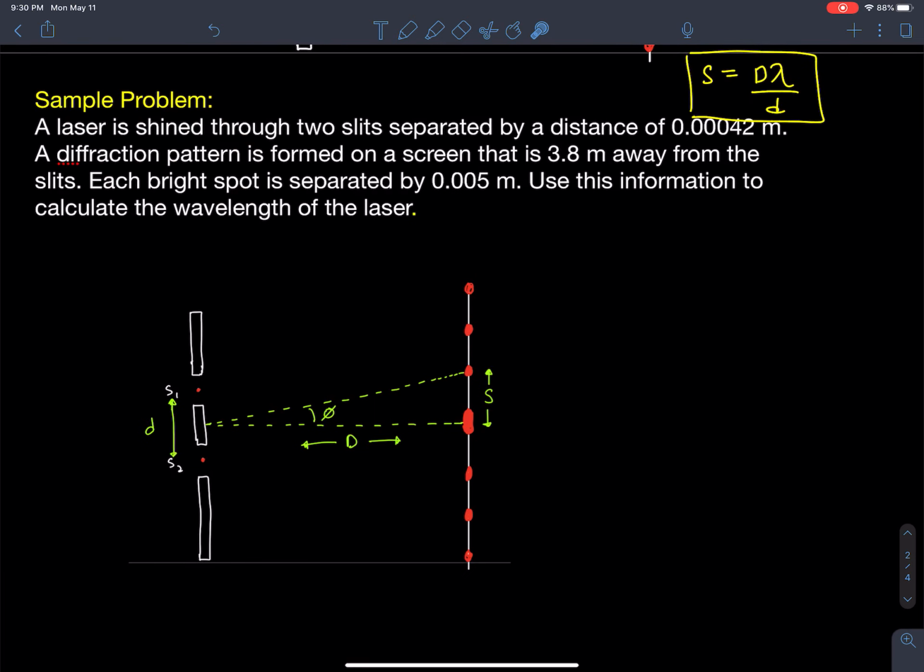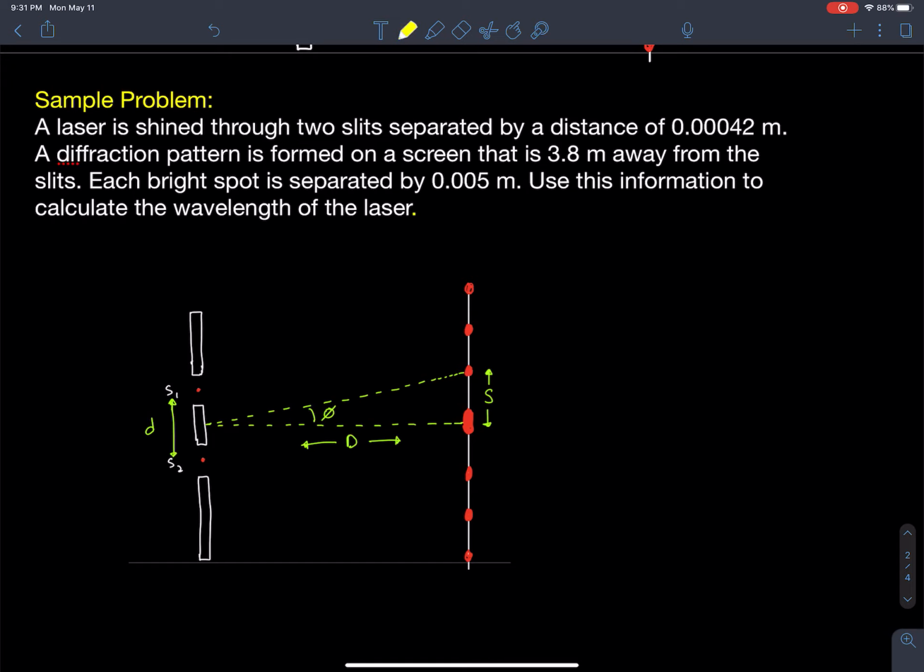All right, so a laser is shined through two slits separated by a distance of 0.00042 meters. A diffraction pattern is formed on a screen that is 3.8 meters away from the slits. Each bright spot is separated by 0.005 meters. Using this information, calculate the wavelength of the laser. How can I use that information to calculate the wavelength of the laser?